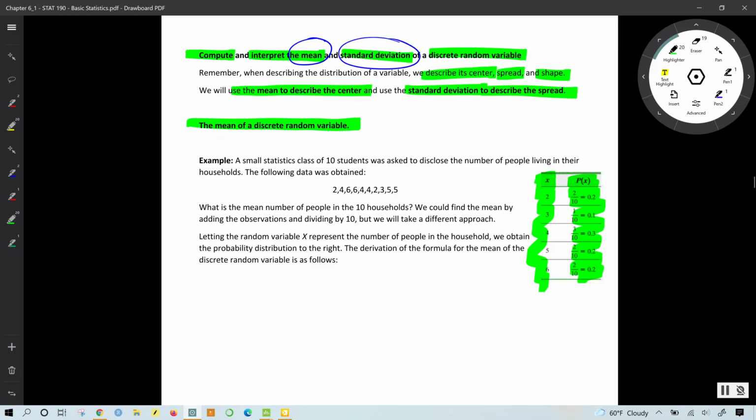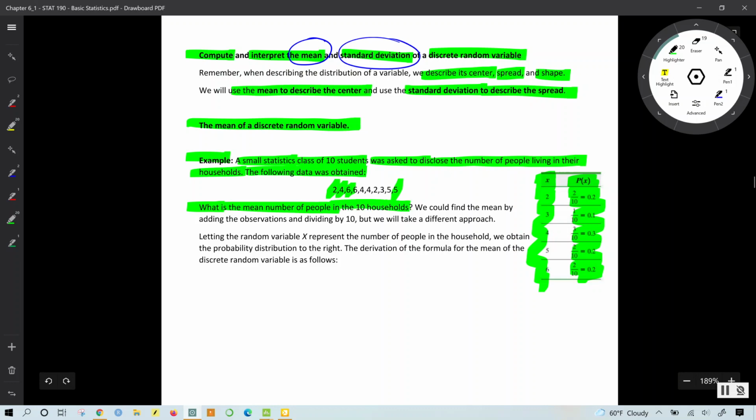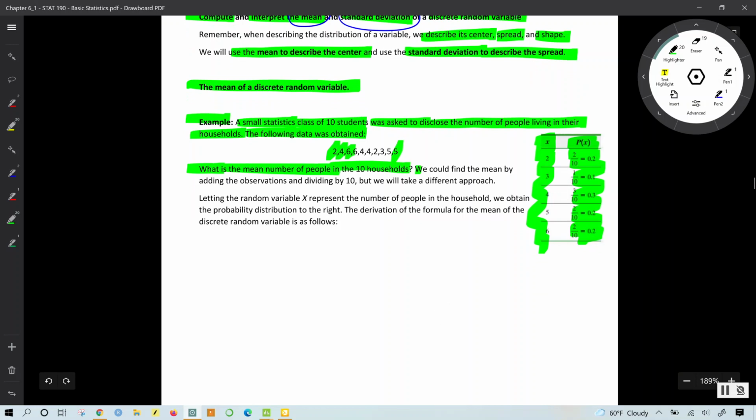So without any further ado, let's consider the first example. A small statistics class of 10 students was asked to disclose the number of people living in their households. The following data was obtained: 2, 4, 6, 6, up until 5. What is the mean number of people living in their households? Well, what would we do? There is a traditional way we could find the mean. We'll add up all the data values and divide by 10.